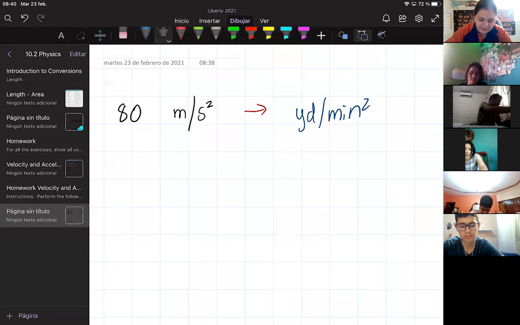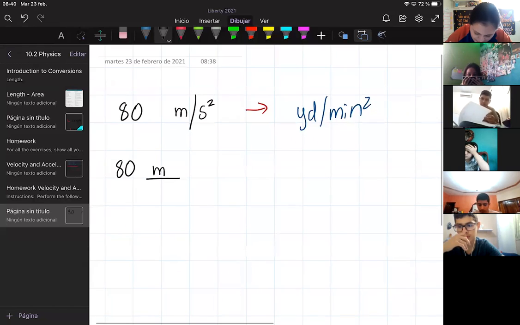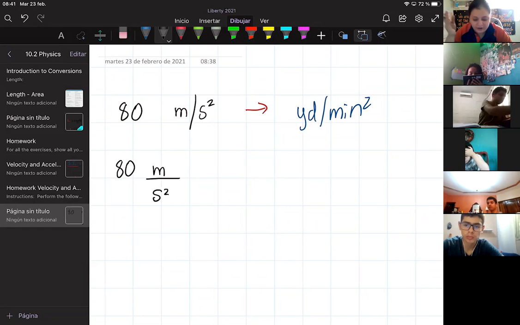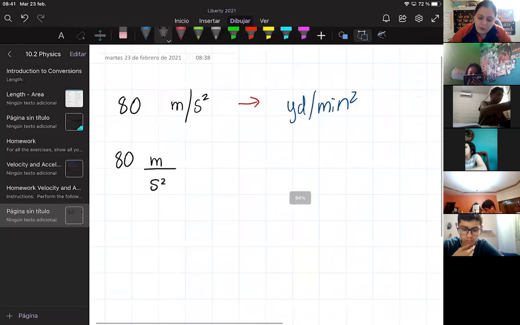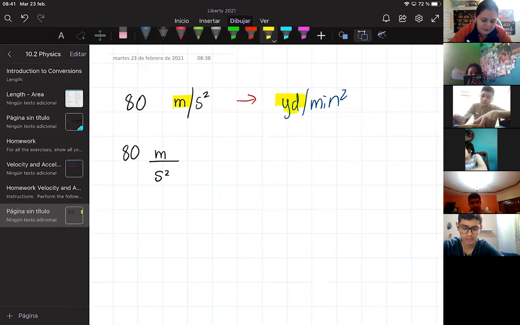So this will be 80 meters in the top, division symbol, seconds square below, okay? That's the best way to write it, honestly. Now, what you need is a conversion factor between meters and yards. What is the conversion factor for meters and yards?